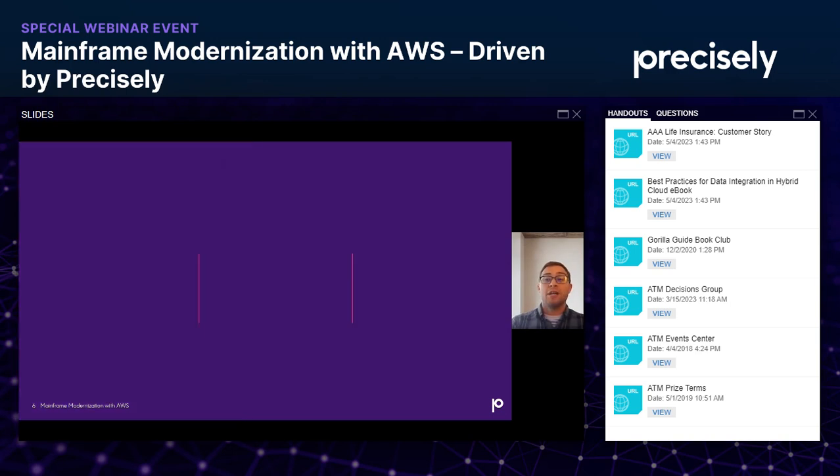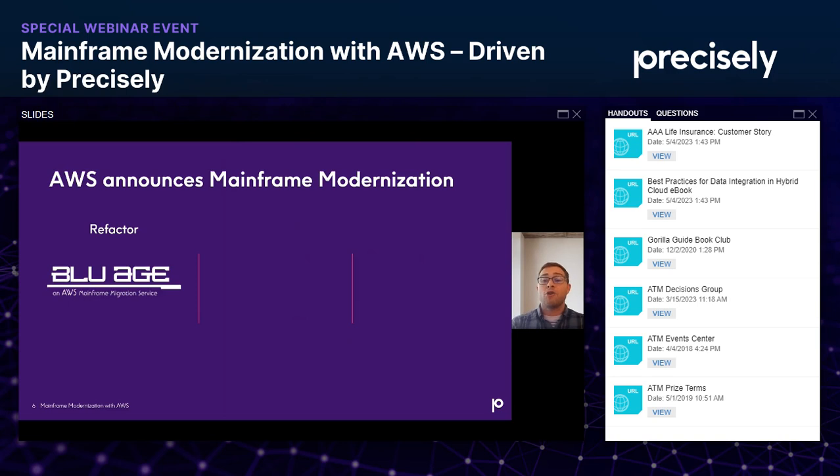And that's what they've done over the last several years. So with their mainframe modernization initiative, it all started with a partnership with Blue Age. So Blue Age was built into an AWS migration service that really allowed users to refactor applications, or essentially modify applications to better support cloud environments.